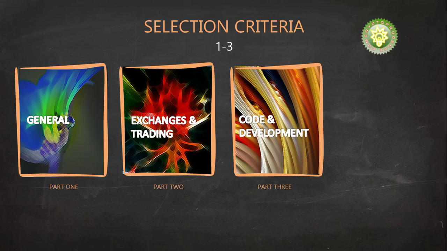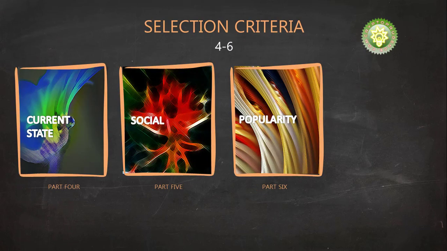And we're going to break it down into the following. Part 1 will be general. Part 2 will be exchanges and trading. Part 3 will be the coding and development. Then we have part 4, which will be the current state of the project that we are looking at. Part 5 will be the social aspect of the incumbent project. And then we have part 6, the popularity of the project, which obviously has an impact. So there are various factors in these sectors that will be involved in determining this.